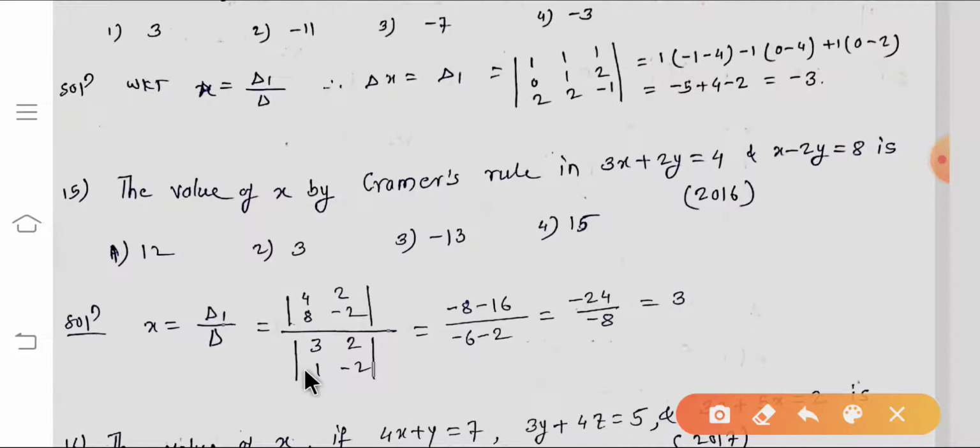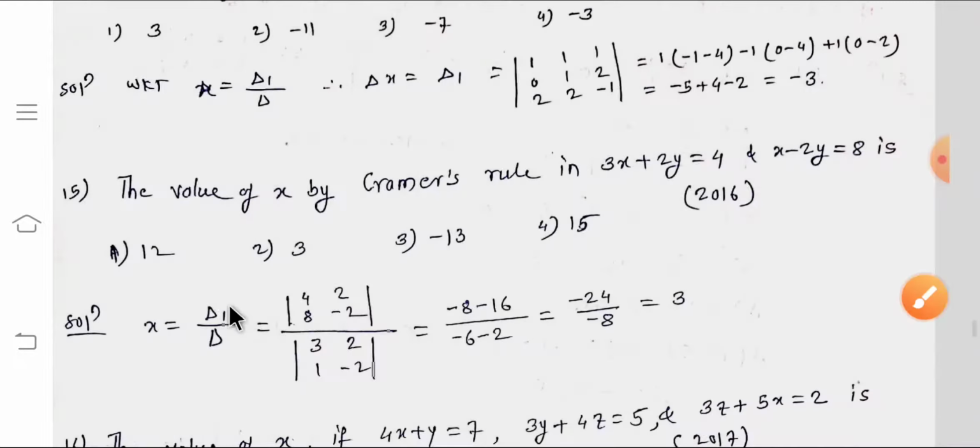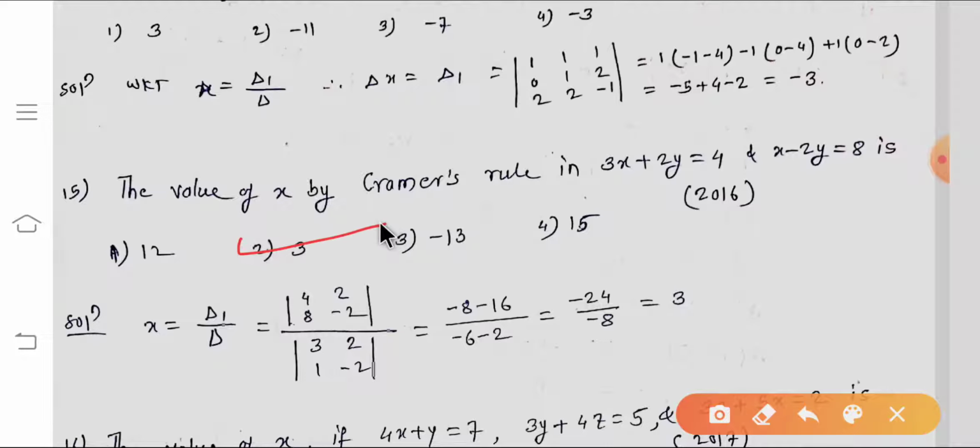in this, in place of 3 and 1 we write independent terms, that is 4 and 8, that is 4 2, 8 minus 2. So x in this determinant, next one is 4 into minus 2 is minus 8, 8 2s are 16, so minus 24. Denominator is 3 into minus 2, minus 6, minus 2, minus 8. Minus 24 by minus 8 is 3. So option 2 is the right answer.